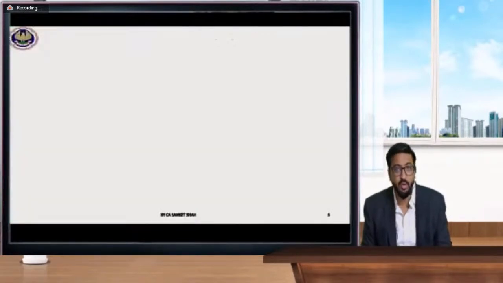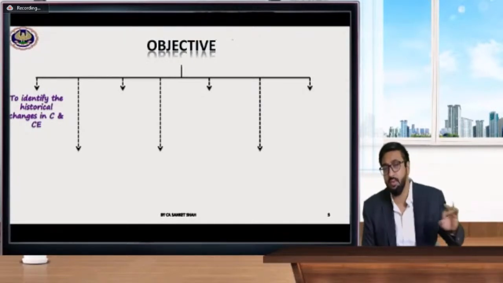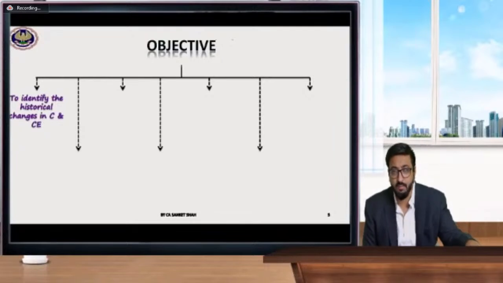So cash equivalent, short term highly liquid investment. Understood? So what is the objective of this? Very simple. Don't write this. To identify the historical changes in cash and cash equivalent. So what is your opening cash? For example, suppose now here Pratham has an opening balance of rupees 100, and today he got 700 rupees from his mom. So now how much cash do you have? 800.